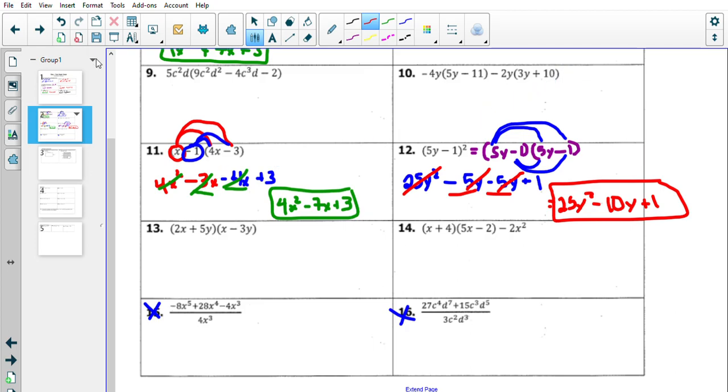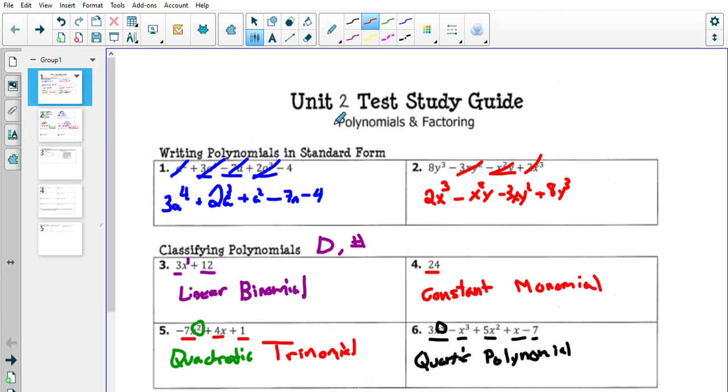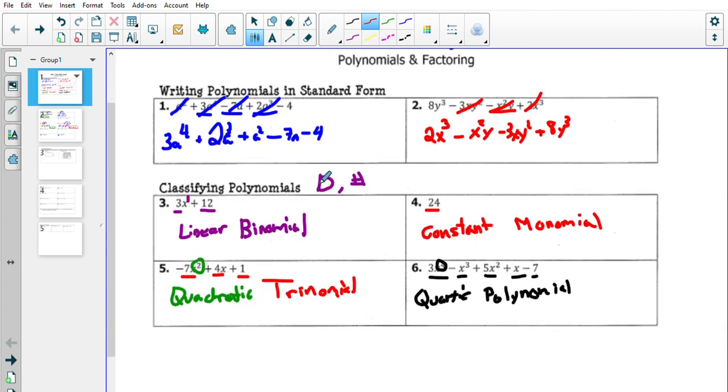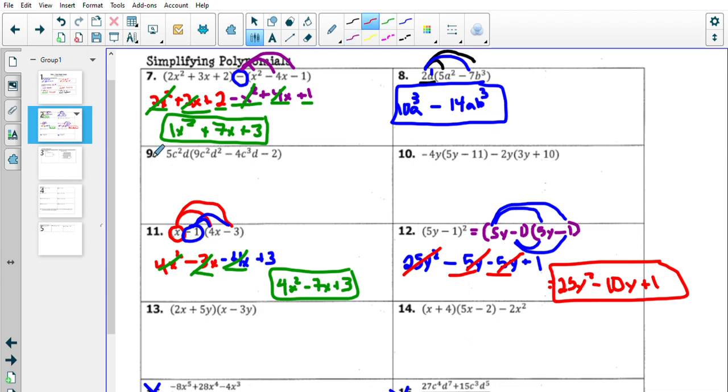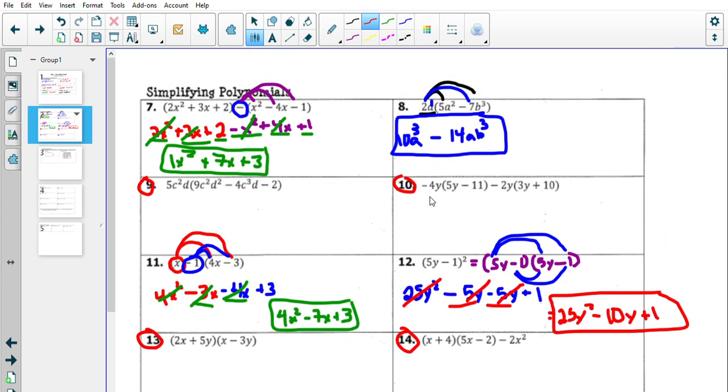All right, so that's your first video. Again, we covered writing polynomials in standard form, classifying our polynomials, utilizing the tables that you have in your notes, and then we talked about simplifying by addition, subtraction, and multiplication. Make sure that you work through numbers 9, 10, 13, and 14, because we can go through those together either on Monday or Tuesday. And then we can go on and look at another video. So finish those ones up for me and then go to the next video.